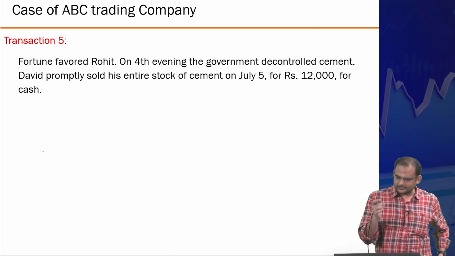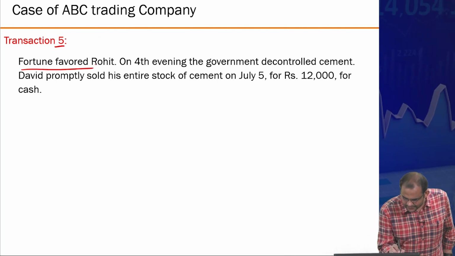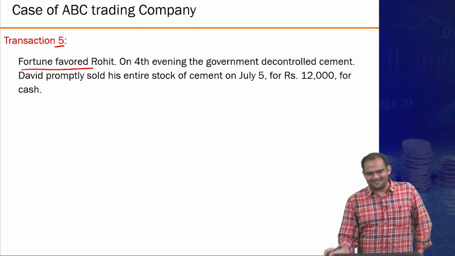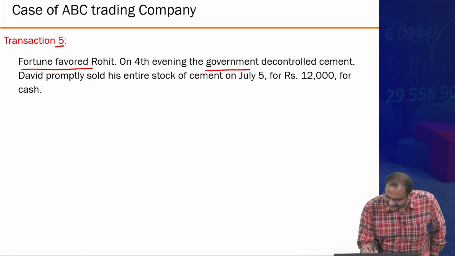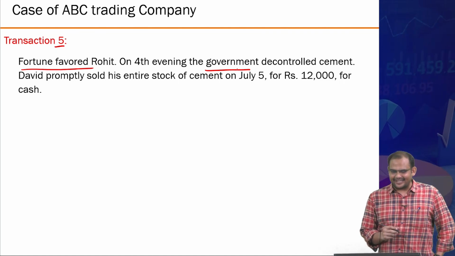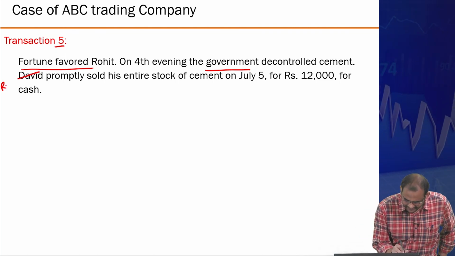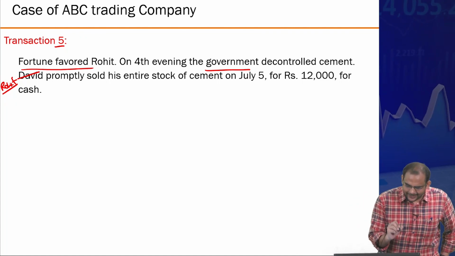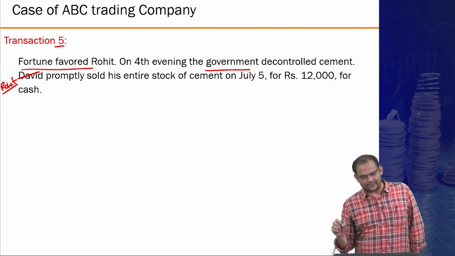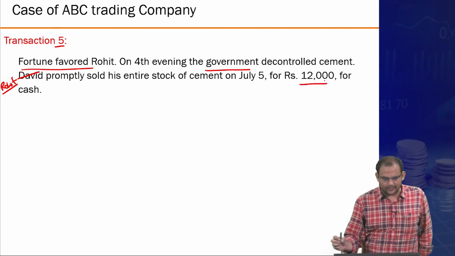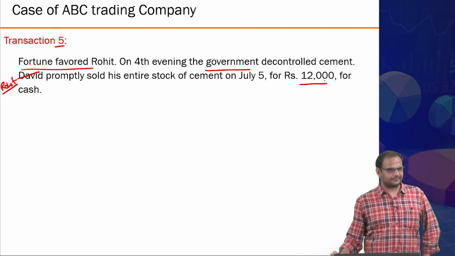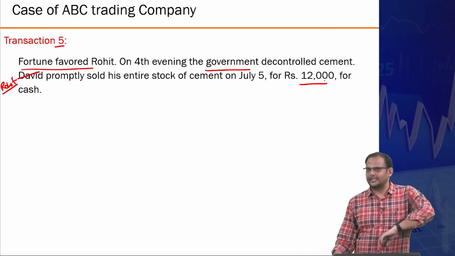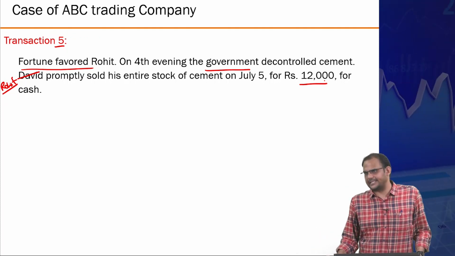Alright. Transaction 5. Fortune favored Rohit, which also did not happen in the real world. But on the 4th evening, the government decontrolled cement. This is not David, this is Rohit. Suddenly David appeared, which is not correct. Rohit promptly sold his entire stock of cement on July 5 for 12,000 rupees for cash. So he had some cement bags, he sold them for 12,000 rupees.